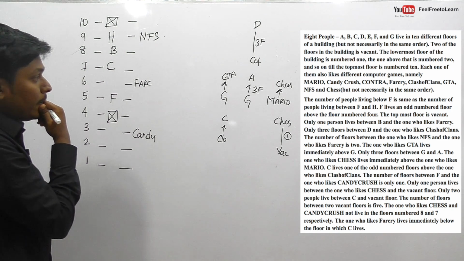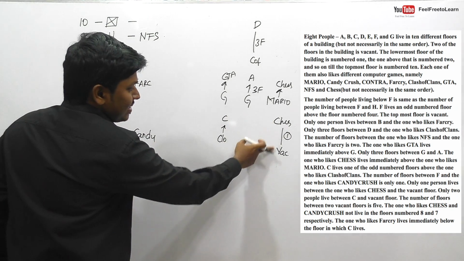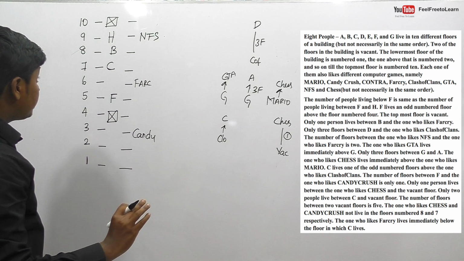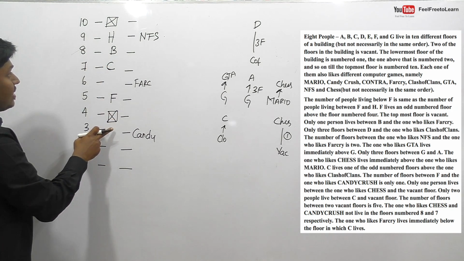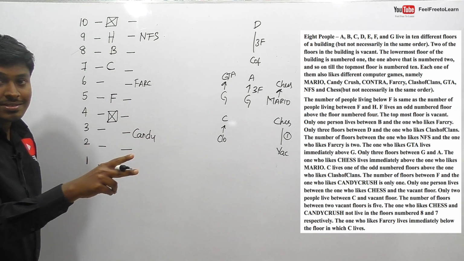Okay. So friends, next, listen here. Between chess and vacant there should be a gap of 1, right? So between chess and vacant there should be a gap of 1. So I think we can't place chess here because we need to place Mario. We already know that the 7th position and 8th position are not chess and Candy Crush.